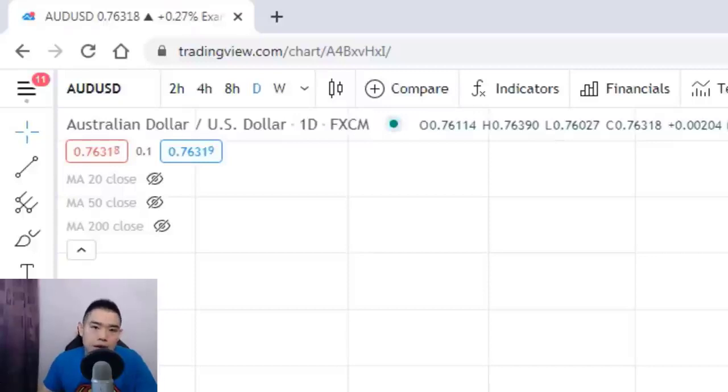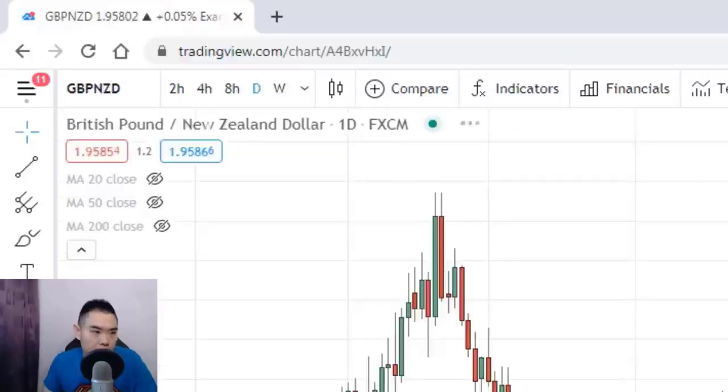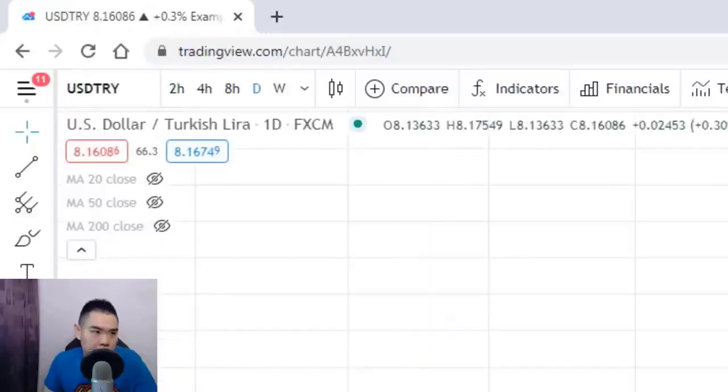But what if you look at other currency pairs? Maybe you look at something like a cross currency pair like Pound New Zealand. The spread here is now 1.2. If you look at something exotic like dollar against the Turkish lira, it's 66.3 pips. So you can see, if you want to have lower transaction costs, focus on major currency pairs. The spreads are usually tighter, usually lower.